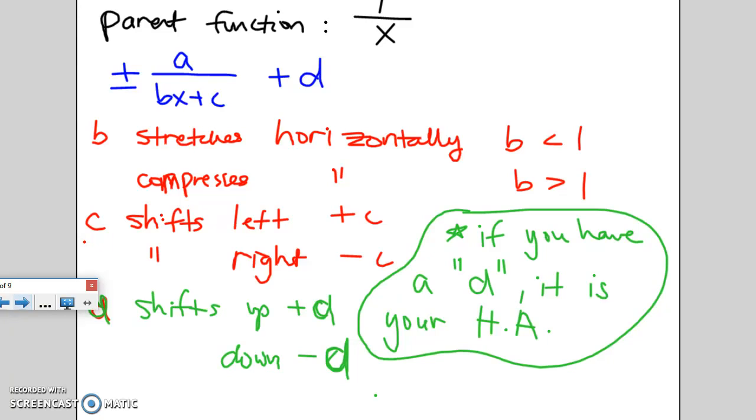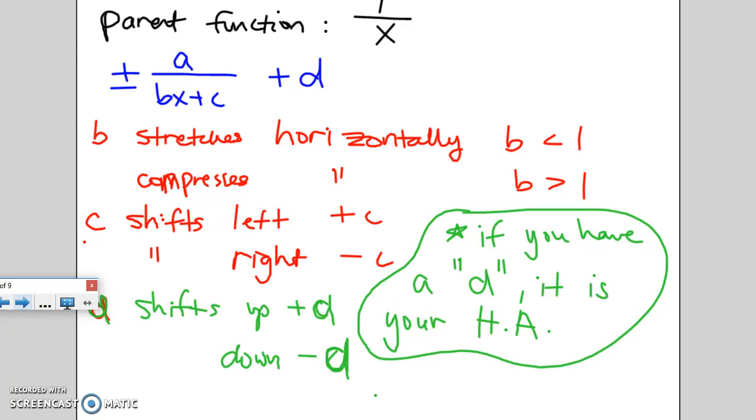Then c shifts to the left if we're adding the c, and shifts to the right if we're subtracting the c. So b and c are just like before, part of the inside part that does horizontal things: stretching, compressing, shifting left or right. And then d, which will always be written out to the side, shifts us up if we're adding d, and down if we're subtracting d. So all the rules for a, b, c, and d are the same as they were before.